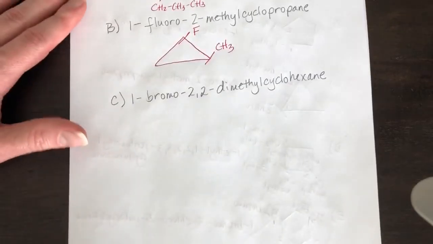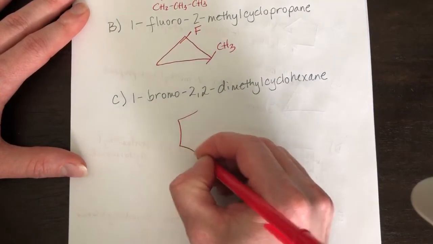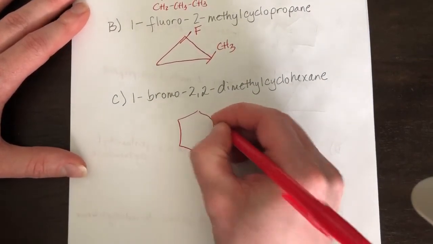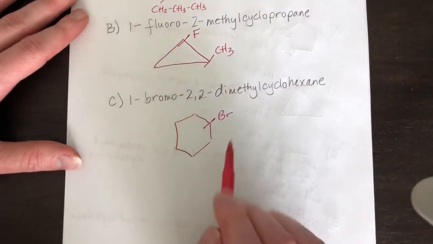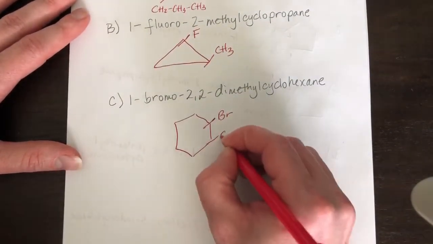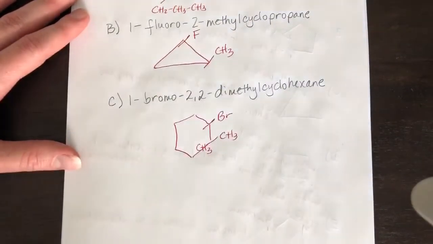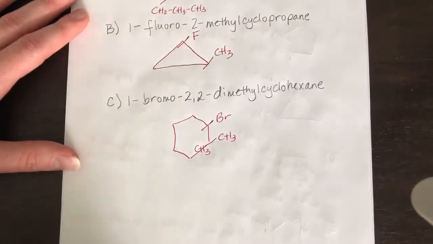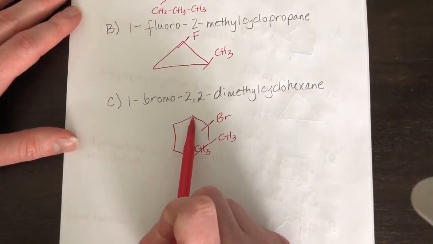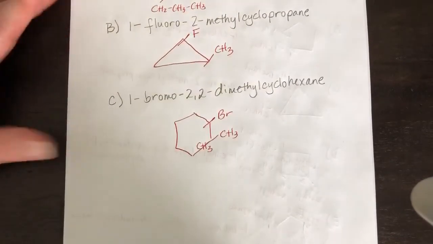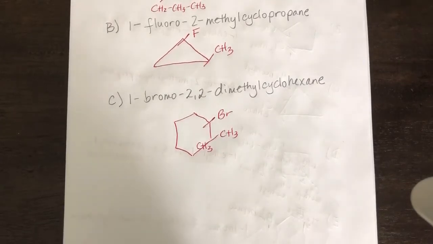Okay, and the last one, cyclohexane. Cyclohexane looks like that. You got a bromo coming off the 1 carbon, and you got 2 methyls coming off the 2 carbon. Now, if you wanted to go up here to do your 2 carbon to be your methyls up here, you can do it that way. And there's no need to write all the hydrogens or fill the hydrogens in. They're assumed to be there.